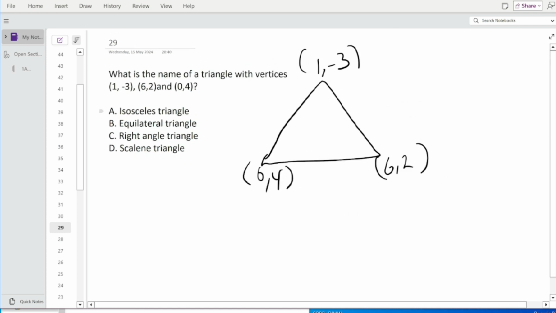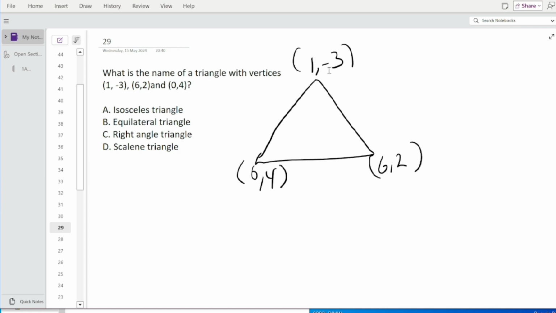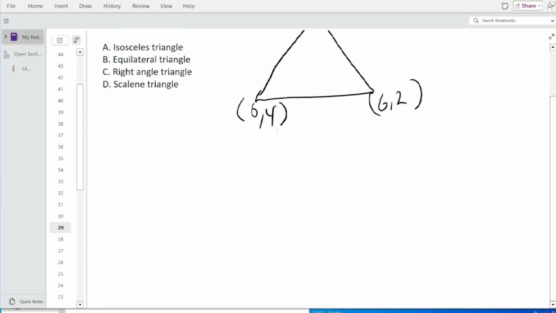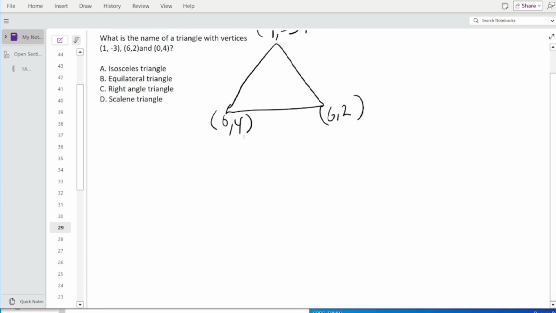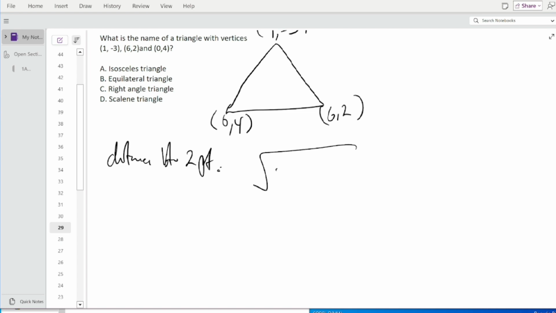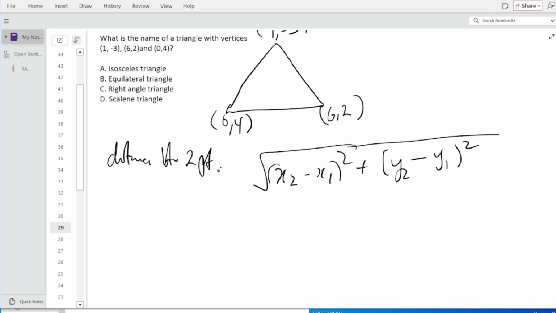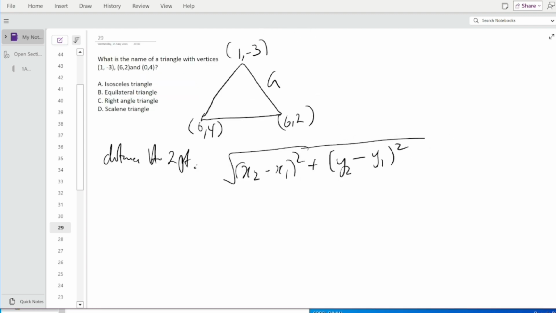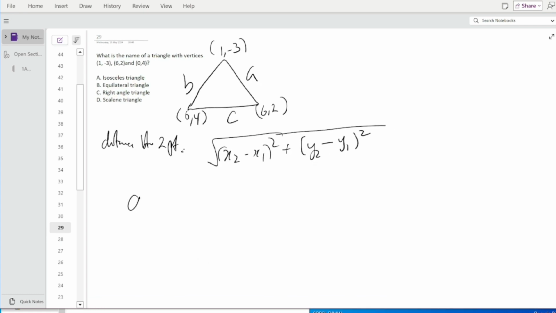So for you to solve the distance between 2 points when you have their coordinates, we use it to find the distance of this, the distance of this, and the distance of this. The formula for the distance between 2 points is the square root of x2 minus x1 all squared plus y2 minus y1 all squared. We have the square root for it. Take this as our A, this as our B, and this as our C. So let's start with A first.